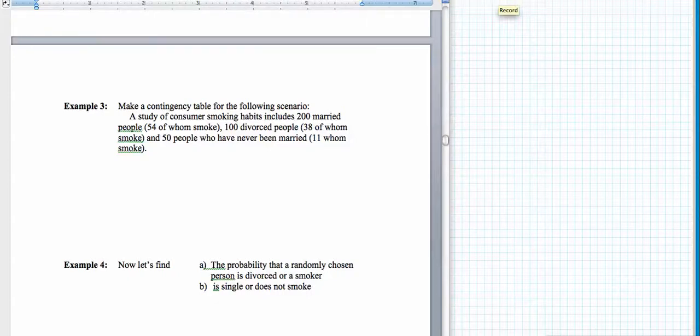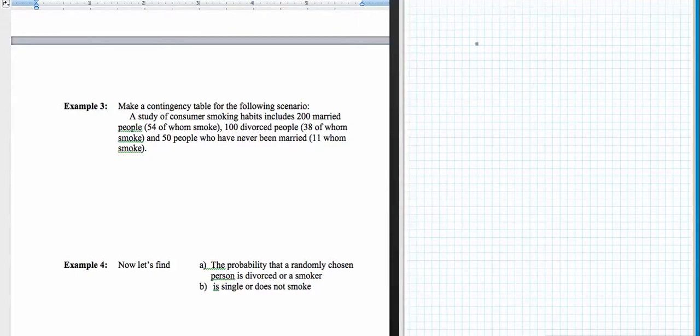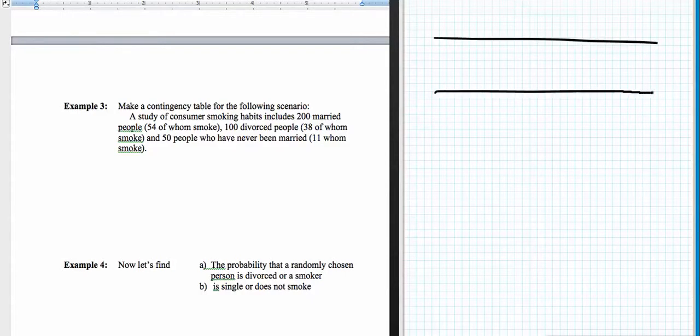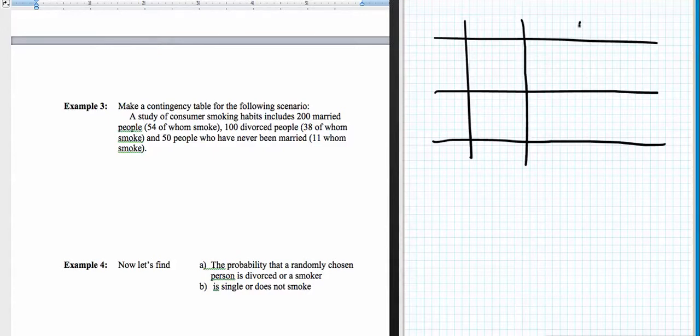Okay, so you had the task of completing this contingency table and then answering probability questions. So the first thing that you should have done was, of course, read the problem. And after reading the problem, you should have been trying to locate the different sets of characteristics. So we have two defining sets of characteristics. We have marital status, and then we also have the smoking habits.